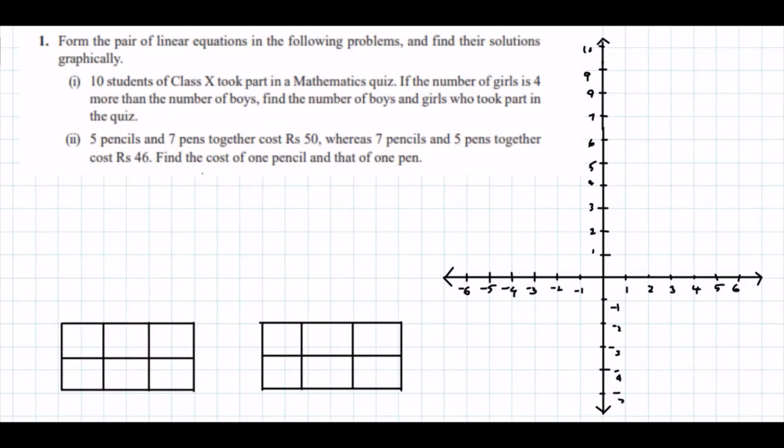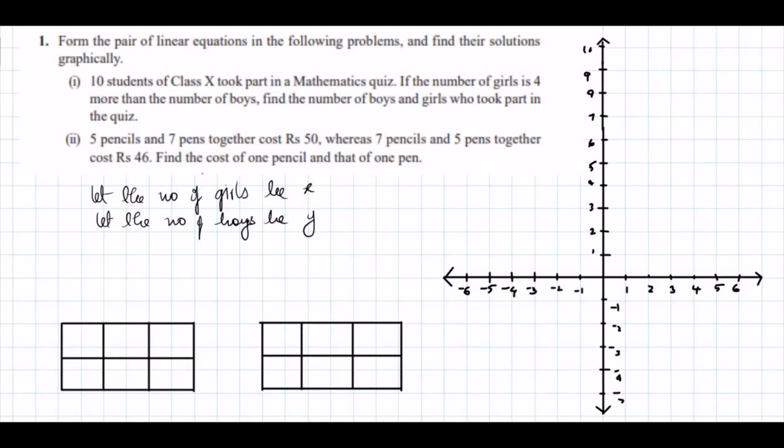In the question it is said 10 students of class 10th took part in a mathematics quiz. If the number of girls is 4 more than the number of boys, find the number of boys and girls who took part in the quiz. We have to find the number of boys and girls. Let the number of girls be x and the number of boys be y. We have to find the pair of linear equations. So we'll take the number of girls to be x and number of boys to be y.